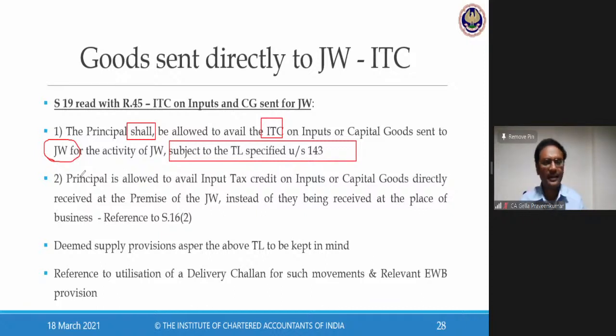Now, the concept of deeming supply, as I have explained, 1 year for inputs, 3 years for capital goods. If I don't get those materials back within 1 year, within 3 years, law says it is deemed that you supplied to the job worker on the day when it was received at the job worker's premises. Now here, reference to utilization of a delivery challan for movement of those goods and relevance of e-way provisions. Now, what they say, I'll go back to my Excel file to make you understand with respect to this job work and e-way provisions.